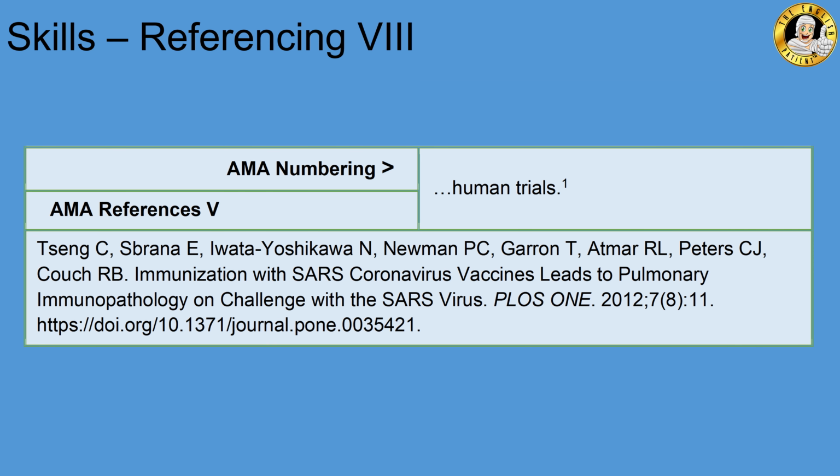So in AMA numbering style, you would have a number after your text citation. And then for the full references section, you can see the style is slightly different. So you have family name and then initial with no full stop after it, comma, family name initial for all of the authors there. And then you have the title of the article, and once again, all of the information about the journal and the DOI.